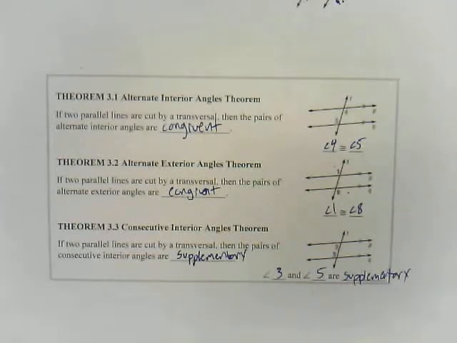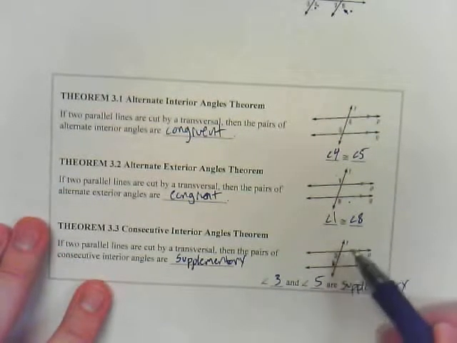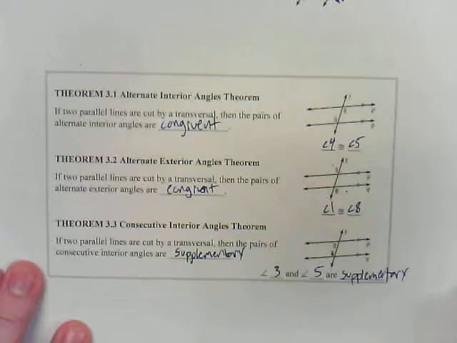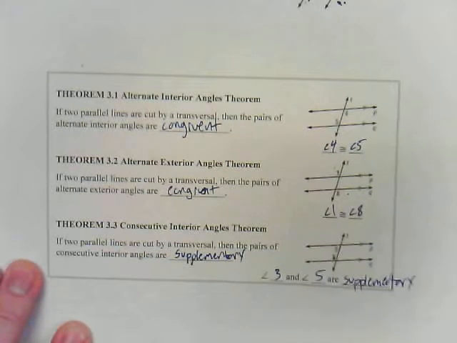And you can see on the picture that they definitely cannot be congruent to each other. If you look at angle 5, that's an obtuse angle. Angle 3 is an acute angle. Well, you could never have an obtuse angle being equal to an acute angle. That just can't happen. But the relationship that they do have is that they add up to 180 degrees. Again, only if these lines are parallel to each other.